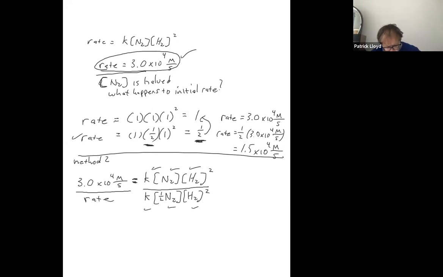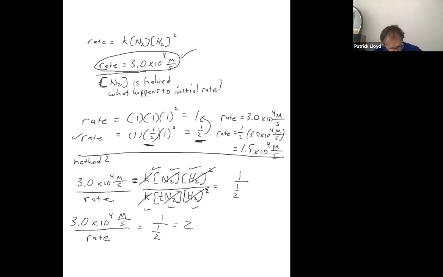And look what happens on the right side. K over K is 1. H2 squared over H2 squared, that's 1. N2 over N2. So what are we left with? We're left with 1/2. Interesting, right? So now 3.0 times 10 to the 4 molarity per second over the rate that we're trying to find out is equal to 1 over 1/2. Well, that's an easy calculation to do. 1 over 1/2 is 2. So that's 2.